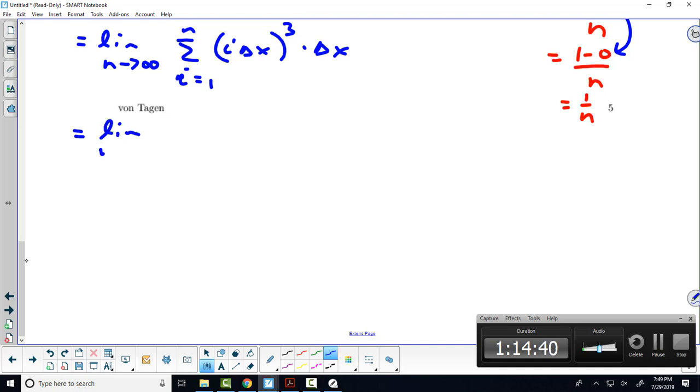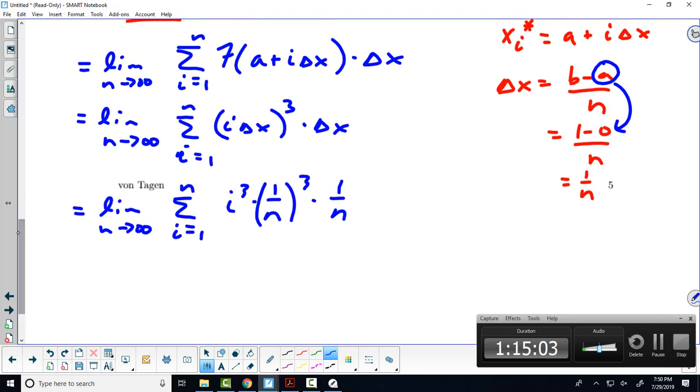Which is the limit as n goes to infinity of the sum from i equals 1 to n. So what is delta x? It's 1 over n, right? So this would be i cubed times 1 over n cubed times that other delta x, which is 1 over n. Okay, I've gone really fast. This is where I'd like to slow down and ask, what are your questions? I can go up one more line too if there are questions.